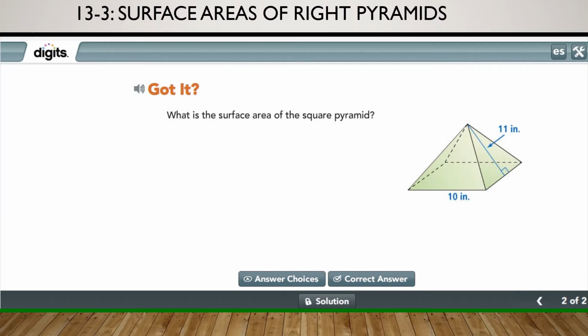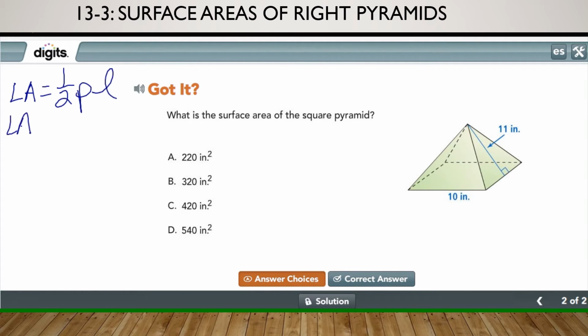Part 1, got it. What is the surface area of the square pyramid? Here are your answer choices. Alright, first thing you need to do is find your lateral area. Write down your formula. Lateral area equals 1/2 the perimeter of the base times the slant height.